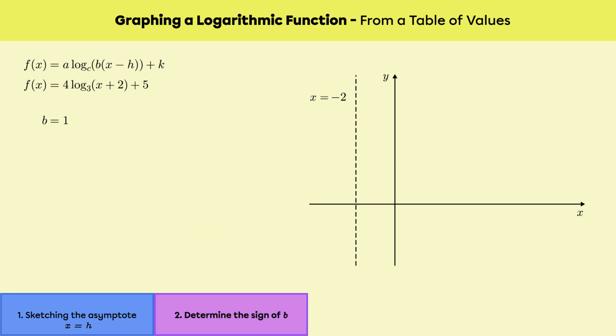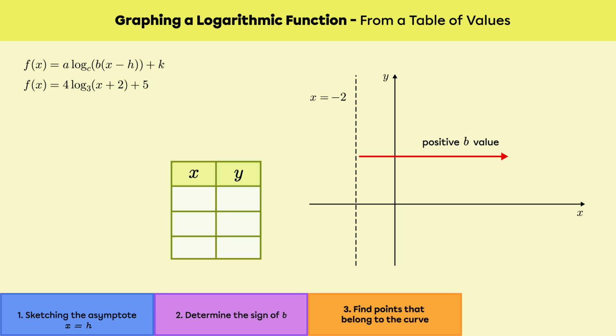The second step is to determine on which side the curve is located. We found that b equals 1. Since it's positive, the curve lies to the right of the asymptote, so to the right of negative 2. Now, we can start building the table of values, choosing x values that are greater than negative 2. Let's start with x equals negative 1. Replace x with negative 1 in the rule and calculate.